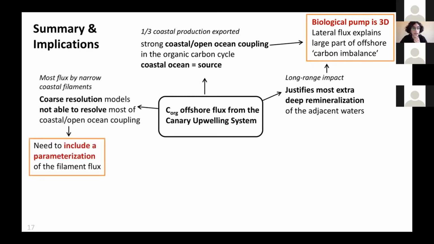We also saw that most flux, especially in the nearshore, is driven by narrow structures such as coastal filaments. And this is important, for example, for coarser models that cannot resolve these scales. And they may need to include a parameterization of the filament flux to actually capture the dynamics of the organic carbon cycle in the ocean.